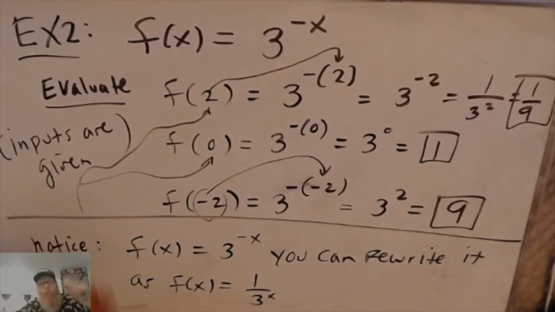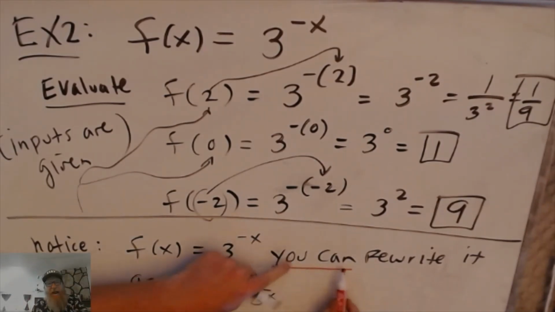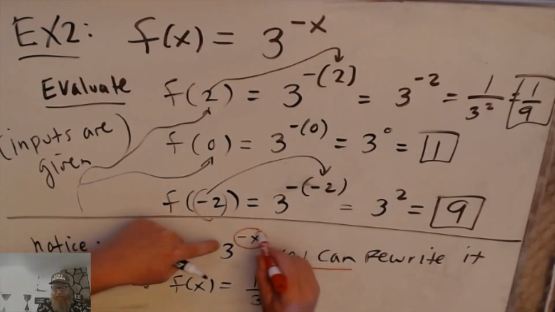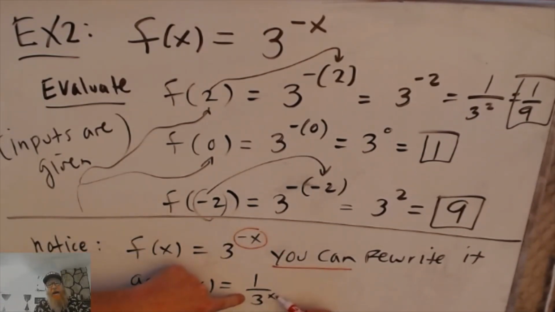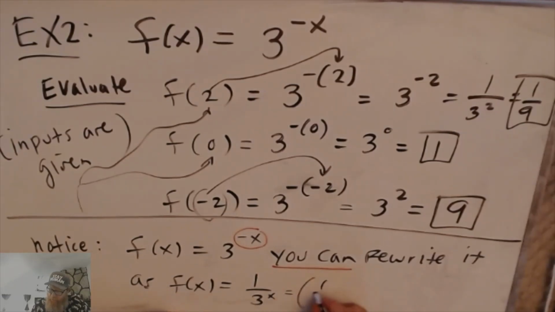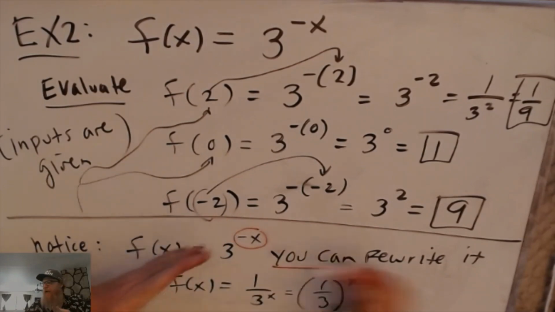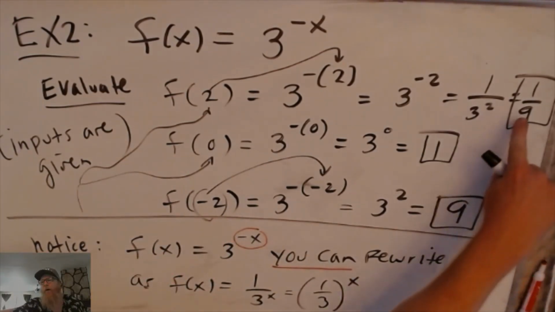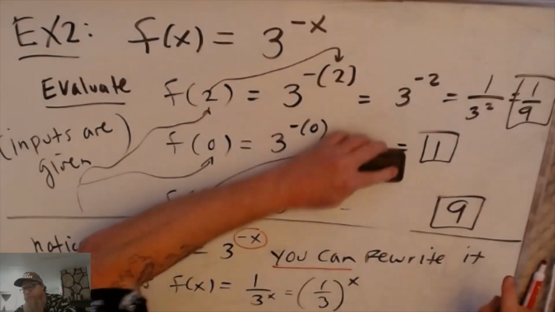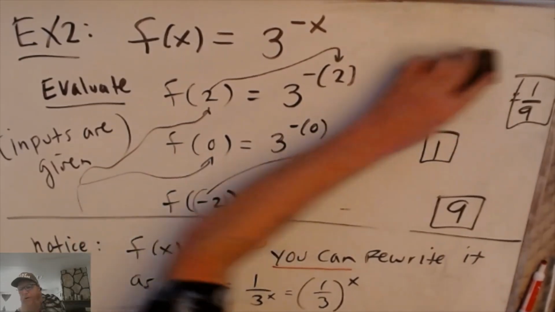In other words, one technique that you might find useful, and I'm not mandating that you do this, I'm just telling you that you can do this, you can get rid of the negative right away so that the x is no longer negative. This means the same thing as 1/3 all raised to the x power. And now when you do your evaluations, watch. I'm going to keep all my answers, but erase all the work.